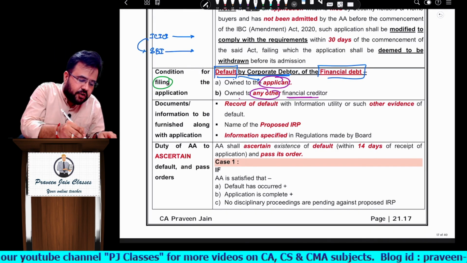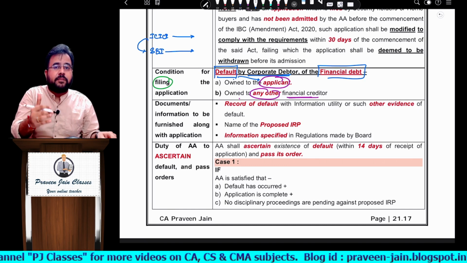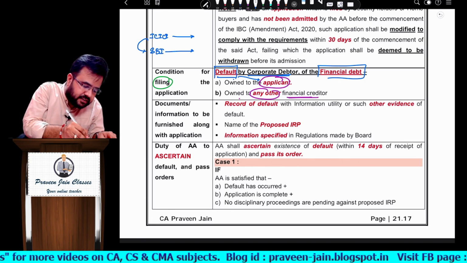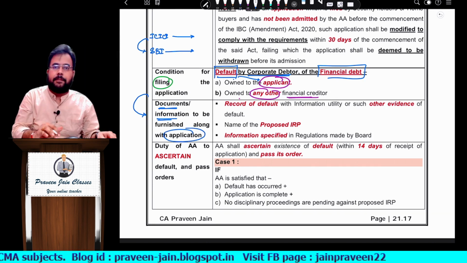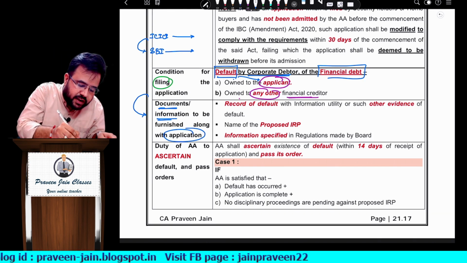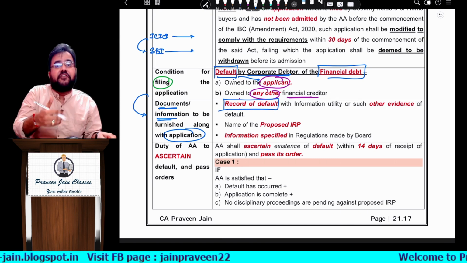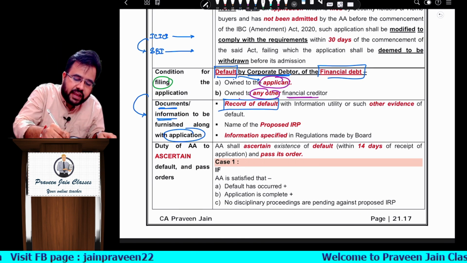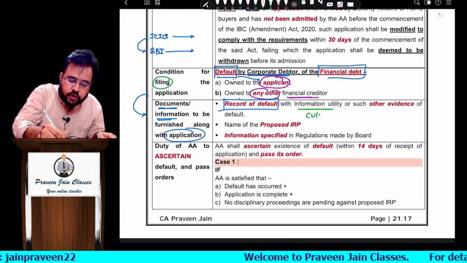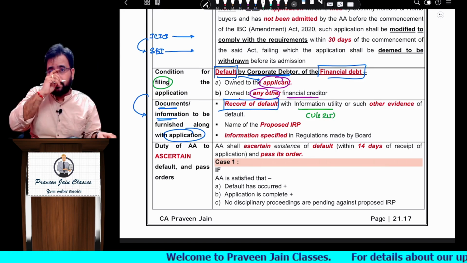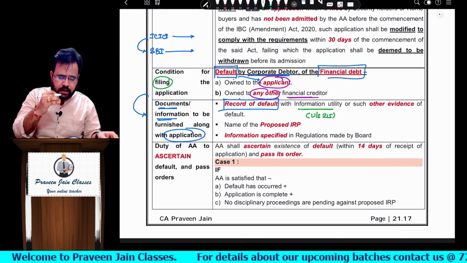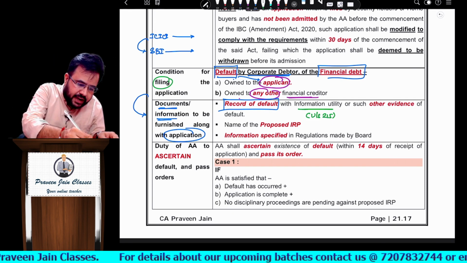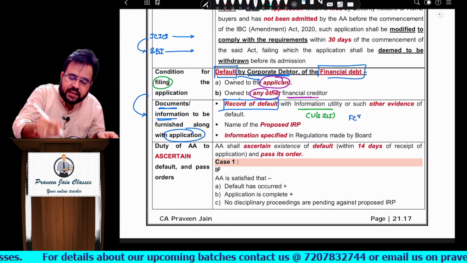Now, sir, when you are filing an application, do you think some documents etc. you have to attach? Answer is yes. So you have to give certain documents and information along with the application, sir. Okay, what are those? One is record of default. From where you can get this? I already told you, sir. Information utility. Section number 215, it was mandated for every financial creditor, sir. What?